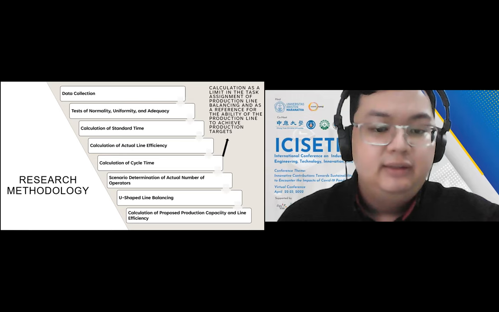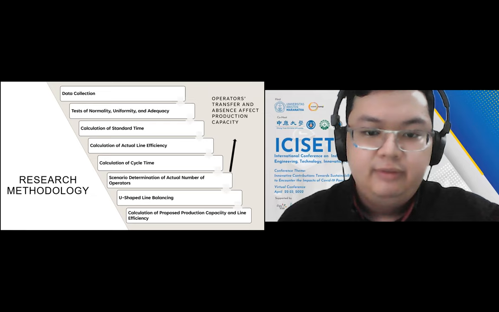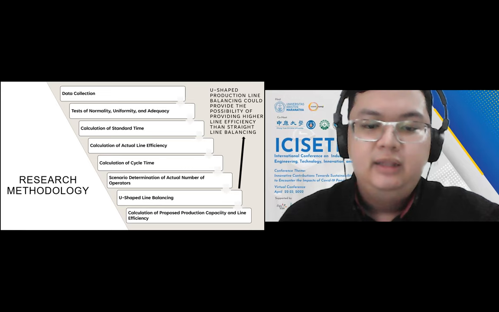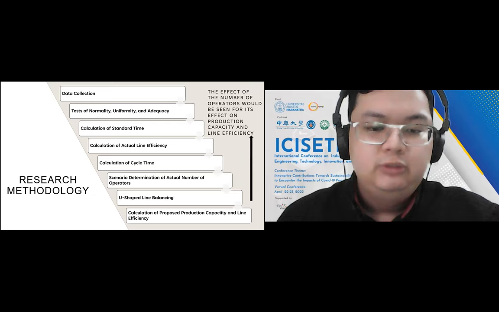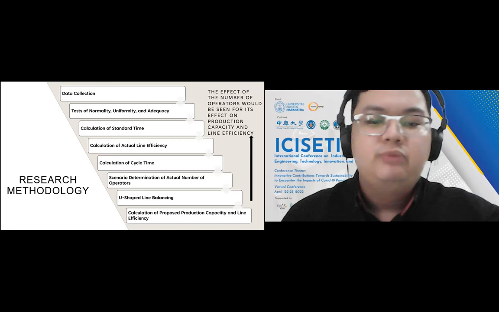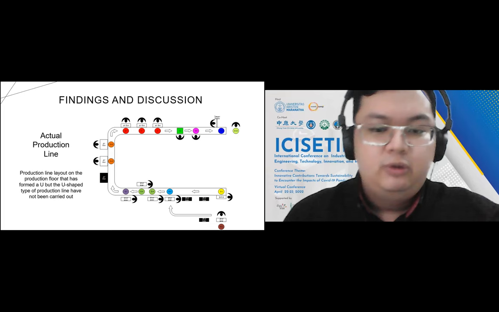And continue with the cycle time calculation as a limit in the task assignment, and the ability of the production line to achieve the production target. And then next was U-shaped line balancing and calculating line efficiency. Balancing with the U-shaped pattern provides larger possibilities of task assignment than straight line balancing. And the last step was to calculate the proposed production capacity and line efficiency. The effect of the number of operators will be seen for its effect on production capacity and line efficiency. And the division of operator tasks in the actual production line could be seen in this figure.